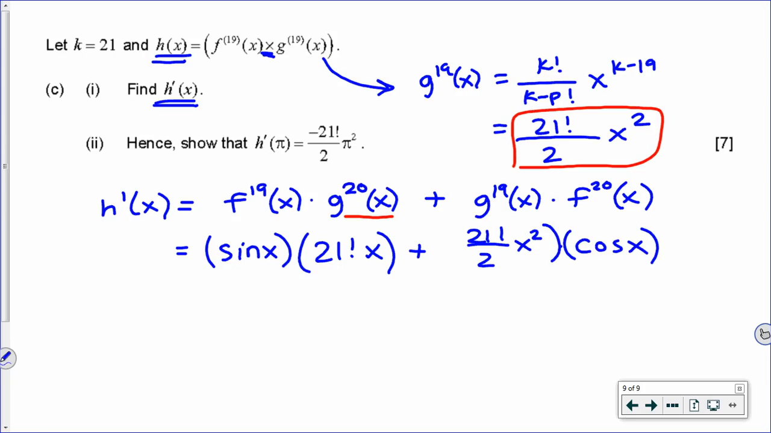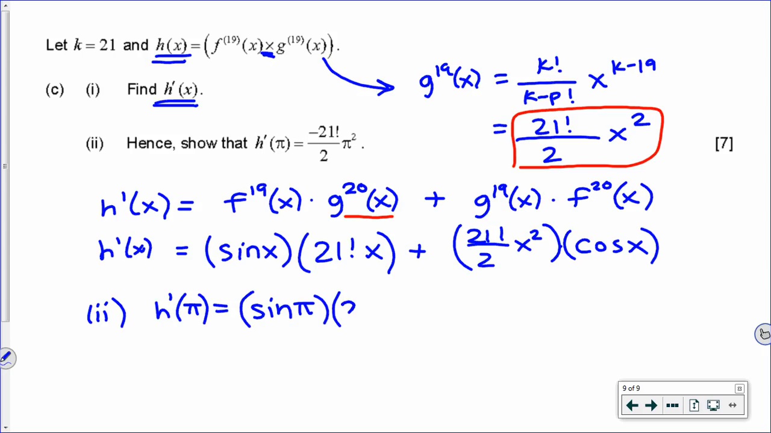All right, so now we have all of the pieces of our product rule. That's sufficient for C1 for h prime. And then for C2, hence show that h prime of pi equals this. So we're just going to be plugging in pi for x for part 2. So if you're thinking, wow, this question is insane, you're right. Question 10 often feels that way. You can usually squeeze out a few points from each part of the question.